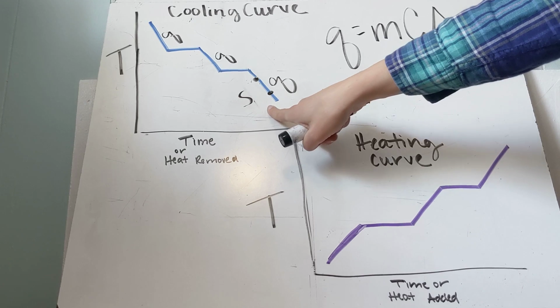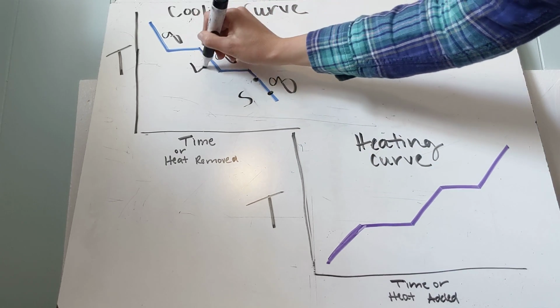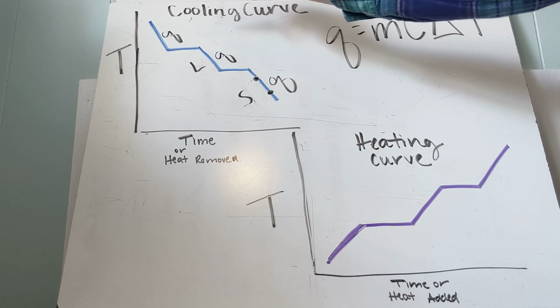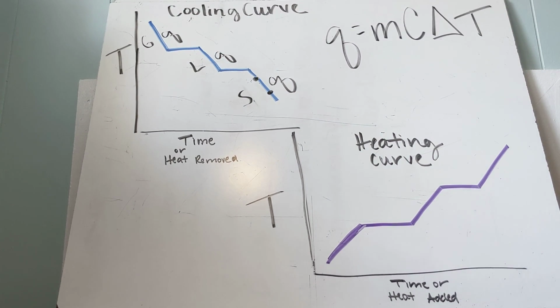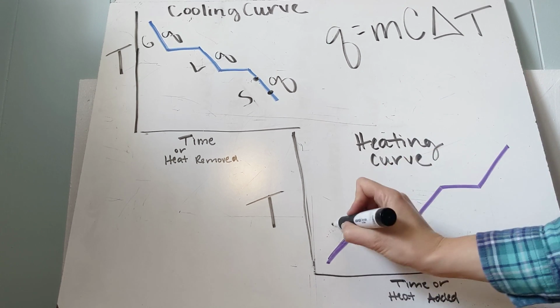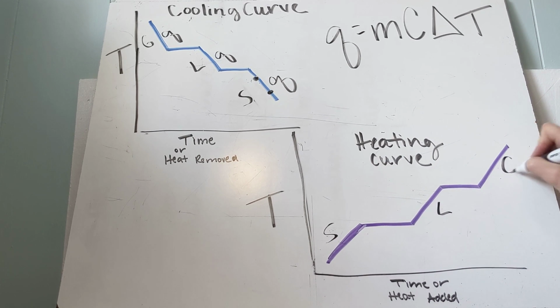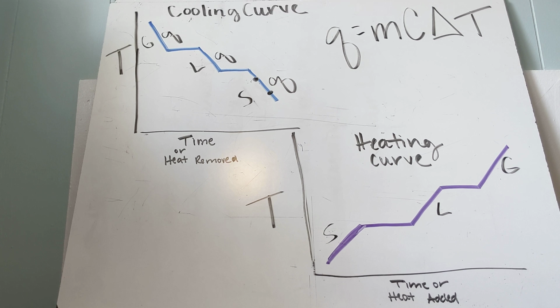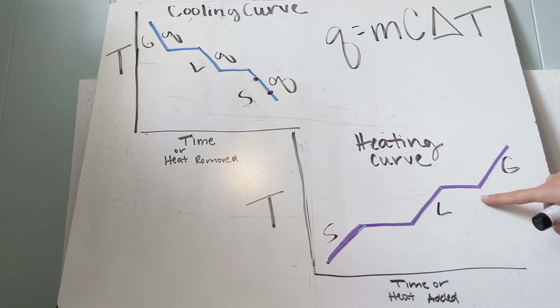You'll notice that I put a solid on the bottom of the cooling curve. That means the middle one would be our liquid, and the top one would be the gas. On the heating curve, it's basically the same, only flipped around. The bottom one is still the solid, the middle one is still the liquid, and gas would be the top one. So you might be wondering, what's calculated at these straight lines?